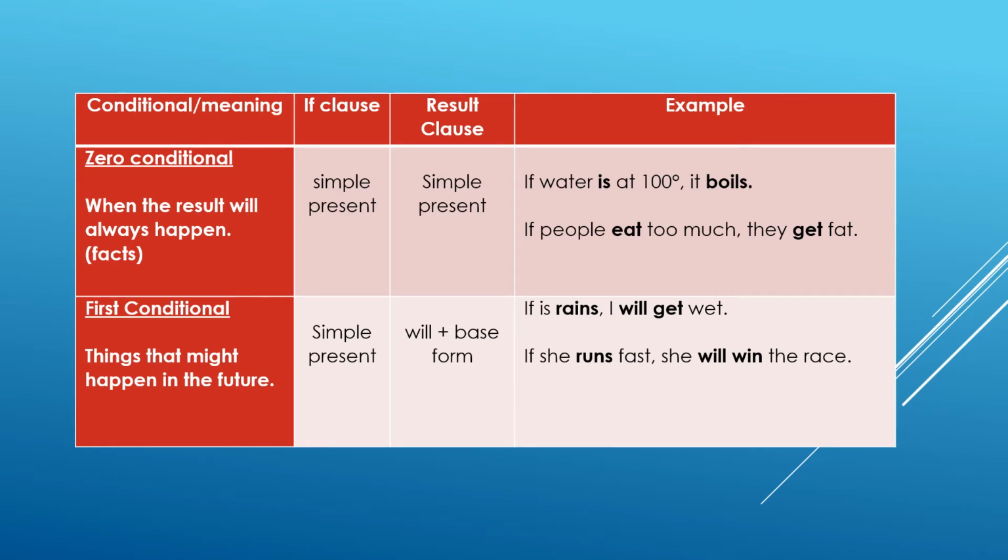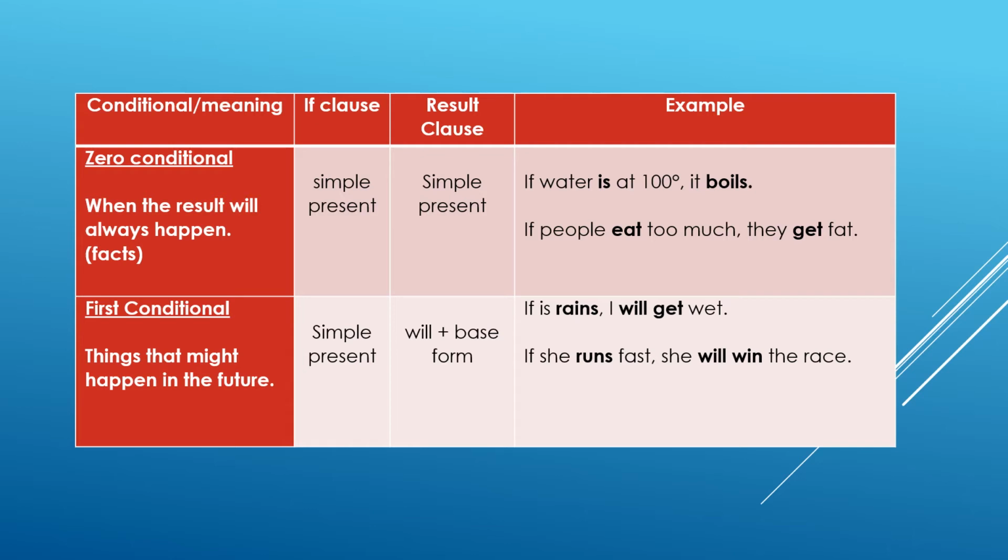If it rains, I will get wet. So the result of the rain is that I will get wet. Possibly I don't have an umbrella with me. If she runs fast, she will win the race. So the consequence of running fast is winning the race. This is what we have here in these specific examples.